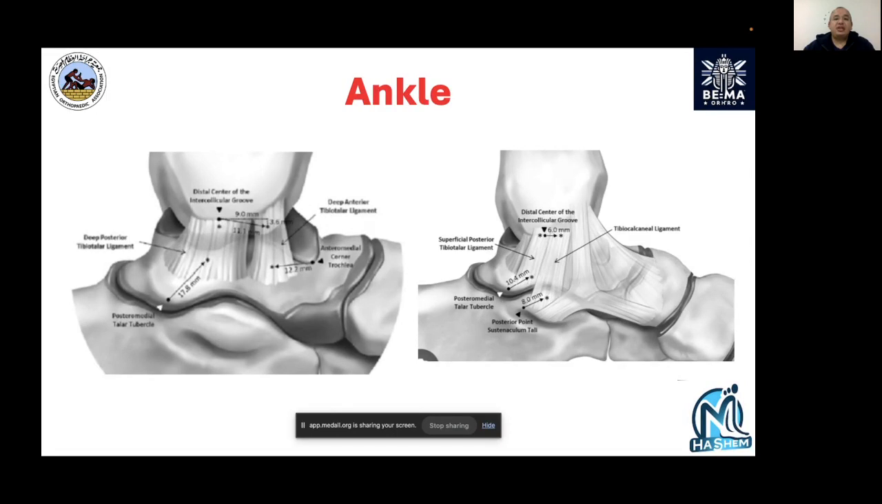It has a superficial and a deep part. The superficial part is tibio-navicular, tibio-talar, and tibio-calcaneal. It passes by 2 joints, the ankle and the subtalar. While the deep part of the deltoid is actually a thickening of the capsule, and it has 2 parts only, as you see: deep anterior and deep posterior tibio-talar. So it passes by only 1 joint, which is the ankle joint, and it's actually a thickening of the capsule of the ankle on the medial side.